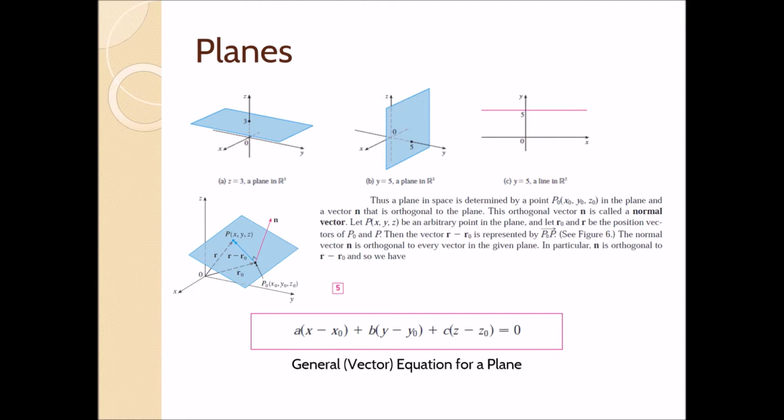So here we're going to talk about some planes. A plane in space is determined by a point x, y, z in the plane, and a vector n that is orthogonal to the plane, and we call this orthogonal vector a normal vector. So we have the general equation for the plane, which is a(x minus x naught) plus b(y minus y naught) plus c(z minus z naught) equals 0.